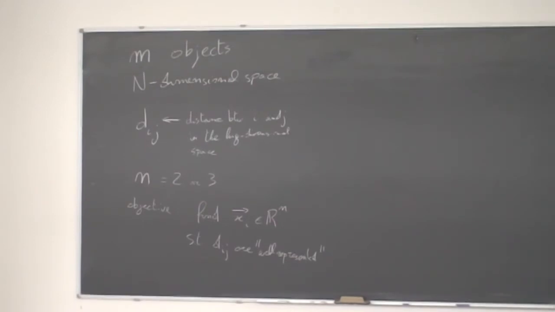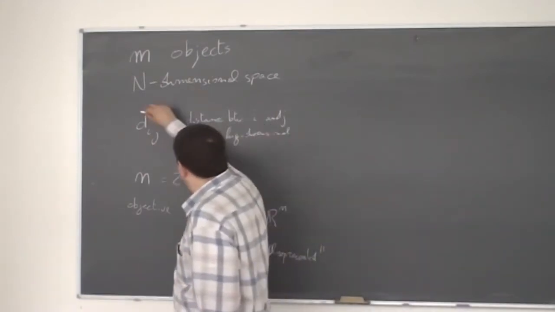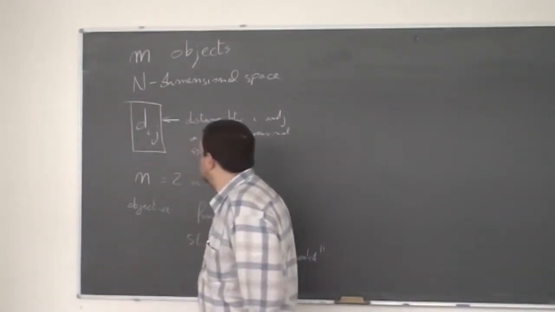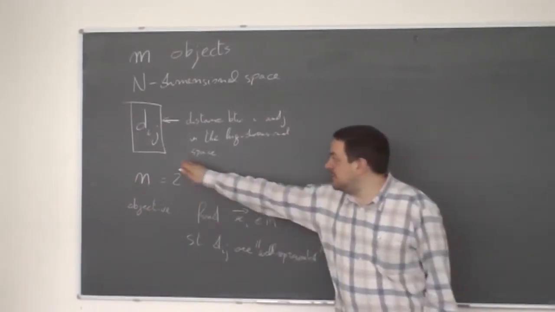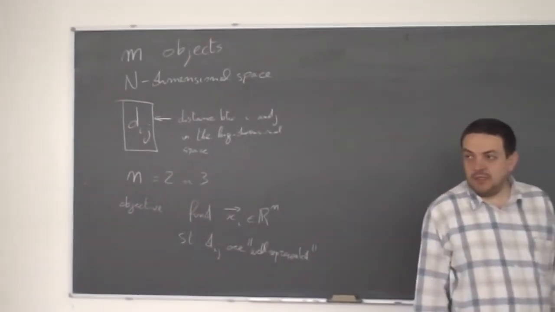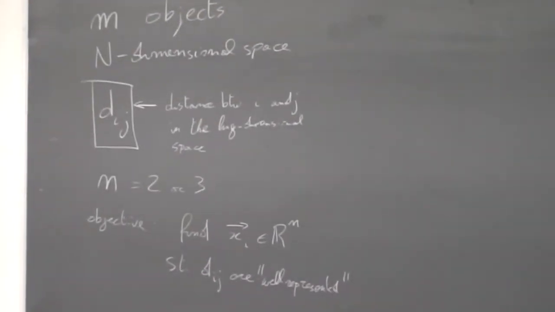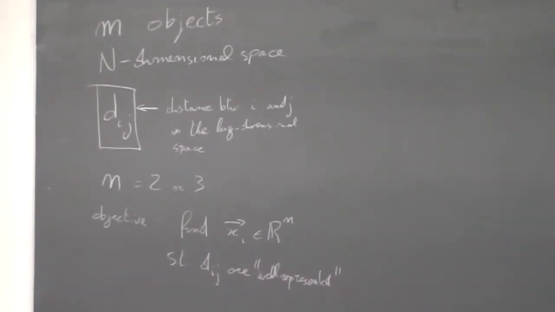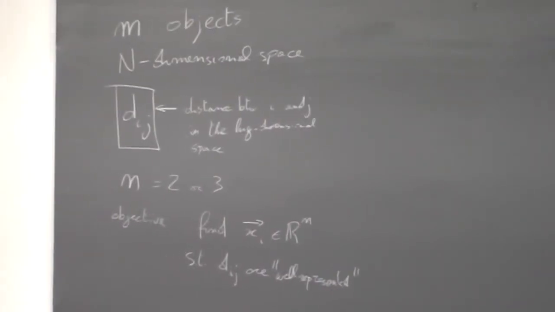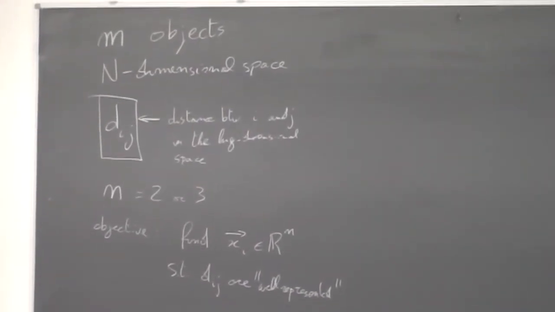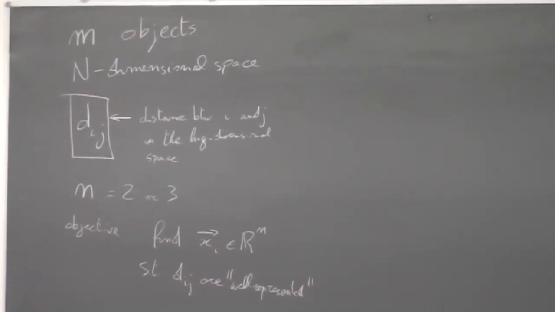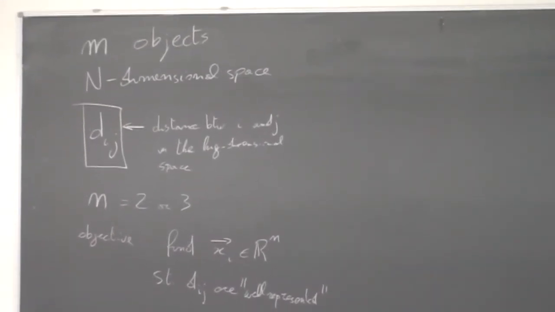Okay, is the problem clear? So, our input data of the problem are these mutual distances. Well, it's clear that this problem cannot be solved exactly.